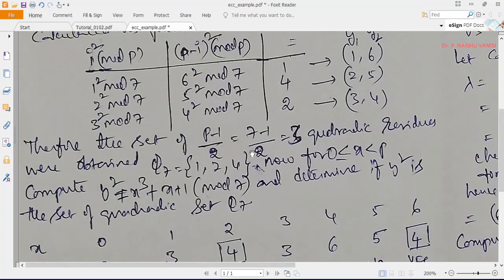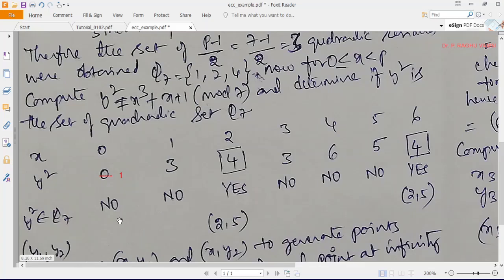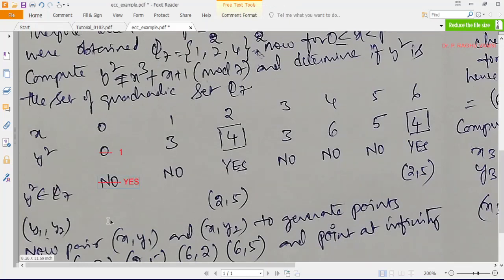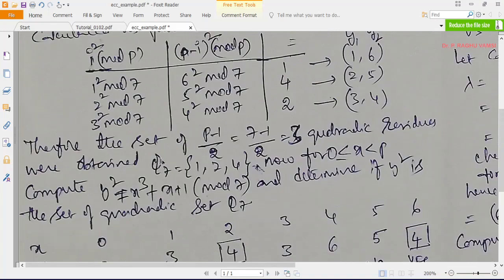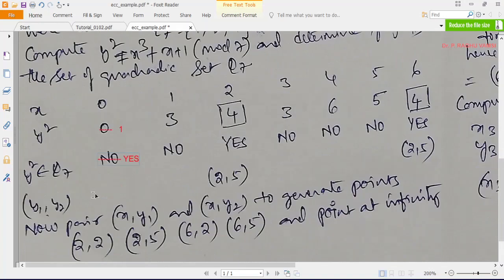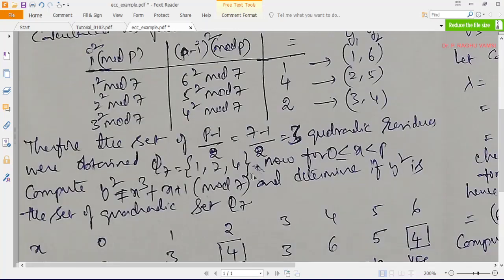So y square we got 1. Is 1 present in the quadratic set or not? Obviously it was present in the quadratic set. So here also we need to make a correction here. So this is present in the quadratic set. Yes. So what is the resultant pair, for which values? We got for 1 comma 6, so here for 1 comma 6 we got these values.